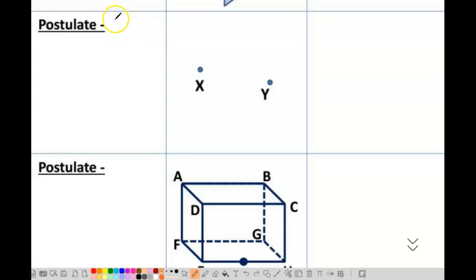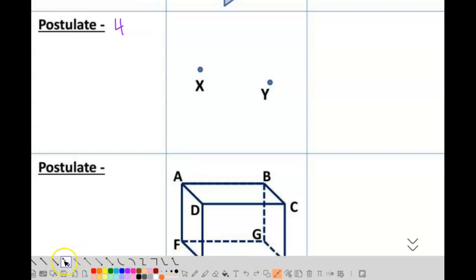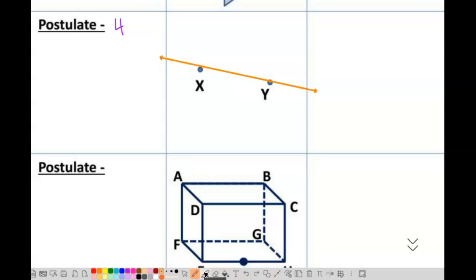Postulate 4. What do you think this postulate is based on the picture? A line. Use the math word. Don't say dots. What do two points make? A line. So what do you think postulate 4 is? Be more formal. If two points intersect, then they intersect. Through any two points.